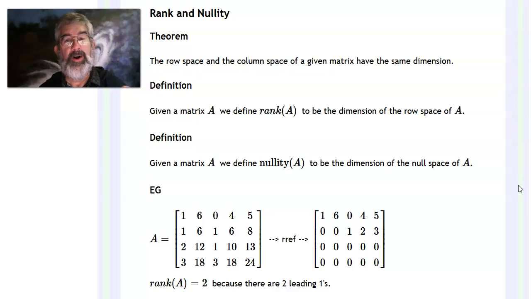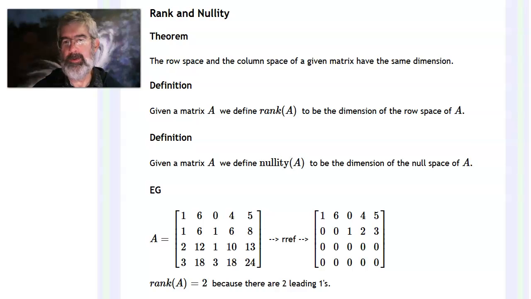Then there's the notion of the nullity, and the nullity of a matrix A is the dimension of the null space. Remember, the null space is a vector space, and the nullity is the dimension of that vector space. The row space and the column space are vector spaces, subspaces of Rn or Rm, right? And the rank is the dimension, how many elements are in the basis.